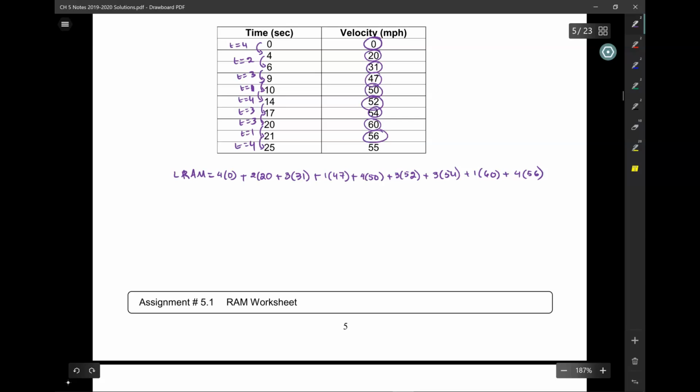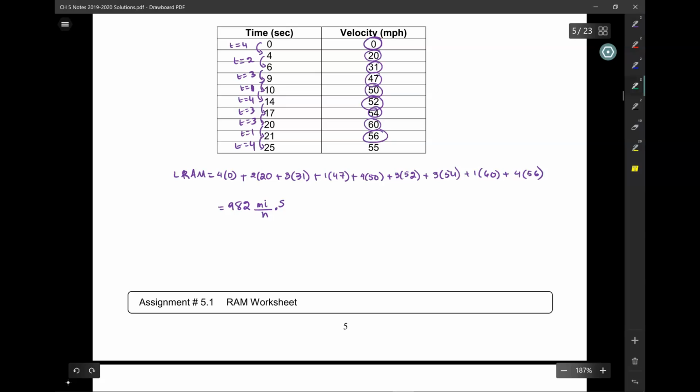So now I have 982, but what are my units? My units are miles per hour, and then I multiplied that by seconds, right? That is not the right unit. I need to convert this hour into seconds. How am I going to do that? Multiply or divide? We divide.